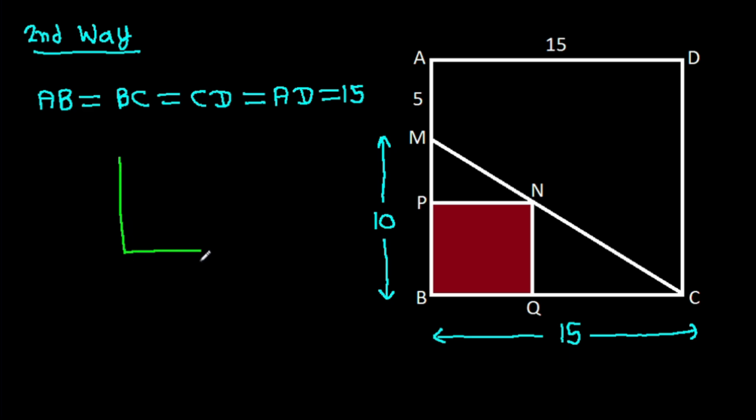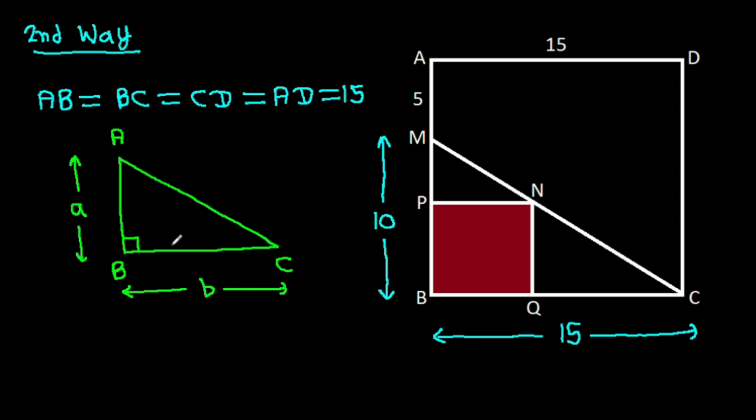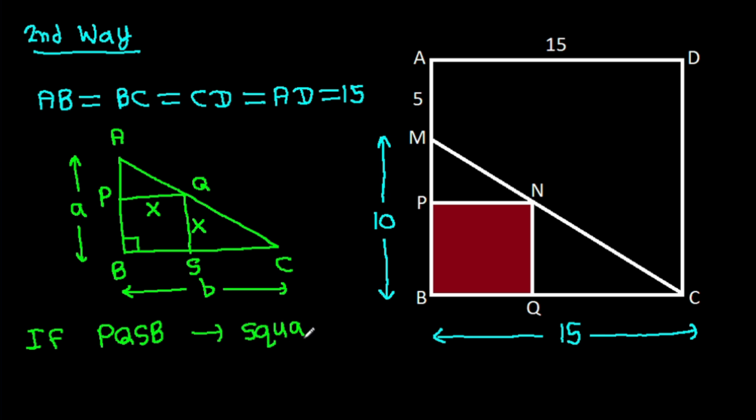And now in any right angle triangle ABC, if AB is a, BC is b, and if PQSB is a square of side x, then x will be a times b over a plus b.